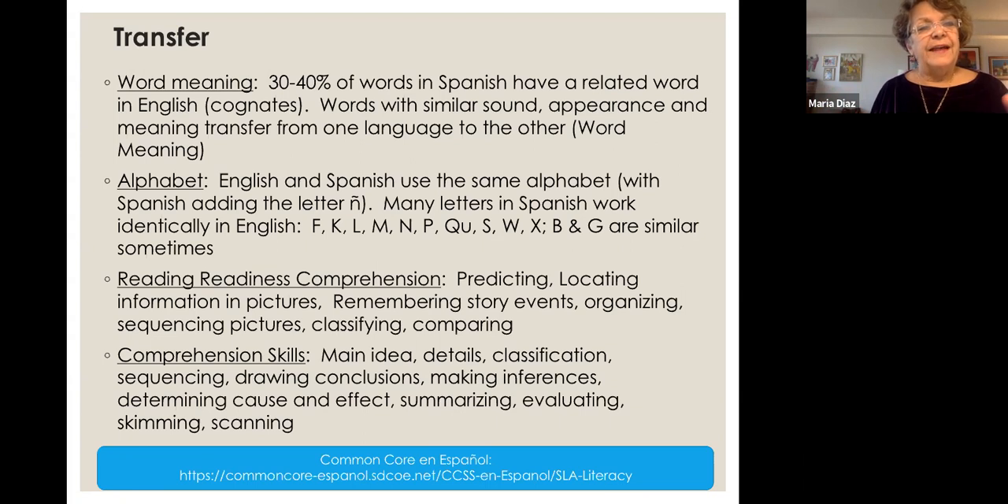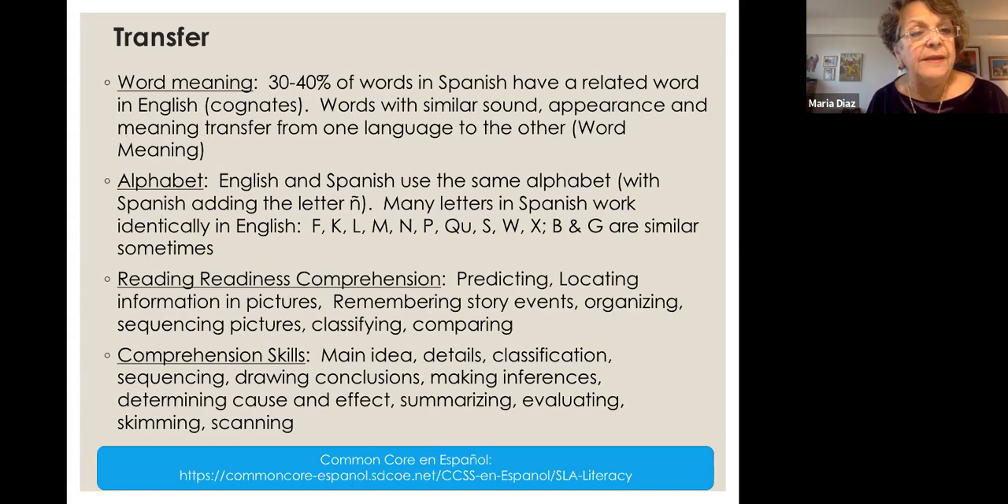Talk about transfer. We understand that if we have a strong L1, if your first language is strong, generally you can transfer to L2, or if there are connections between both languages. The first comment that we want to make is about the use of cognates. Look at that, from 30 to 40% of the words in Spanish have a related meaning to English. So there is a very, very strong connection between Spanish and English, and use that.